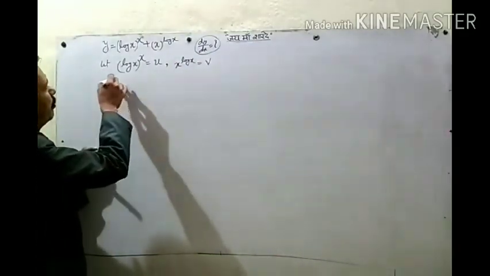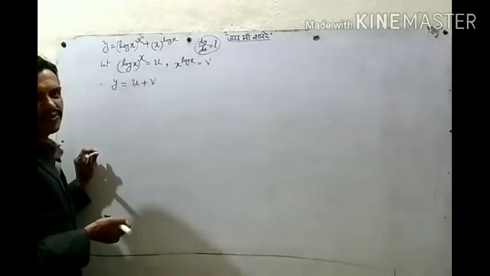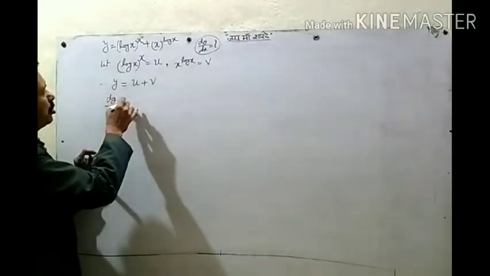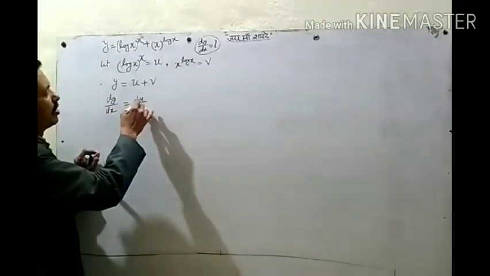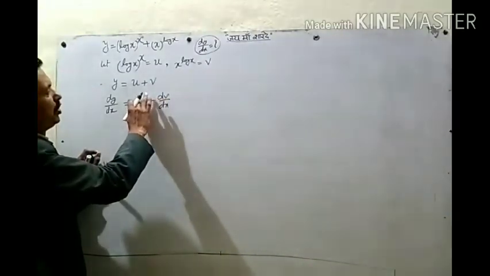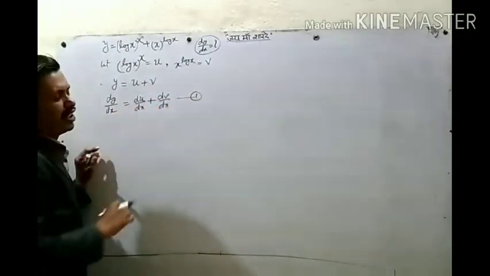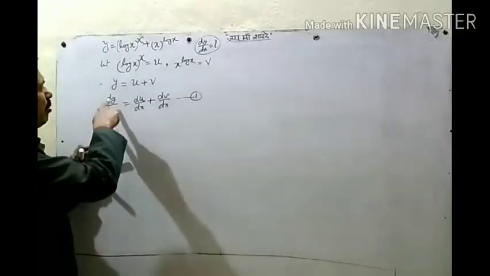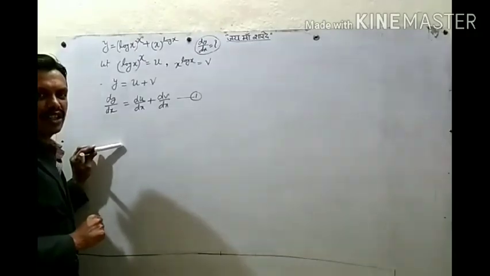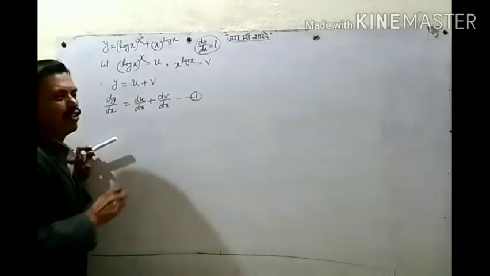Then our given y now becomes y is equal to u plus v. Then we're differentiating both sides, we get dy by dx is equal to du by dx plus dv by dx. So to find the value of dy by dx, now we need du by dx and dv by dx. So we'll find these values, and that will give you the value of dy by dx.